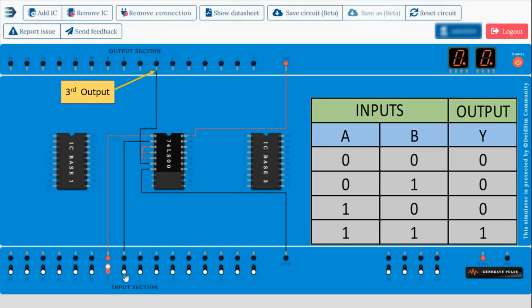And in the last case, both the inputs are 1. So the output is 1. So the truth table of AND gate is verified.